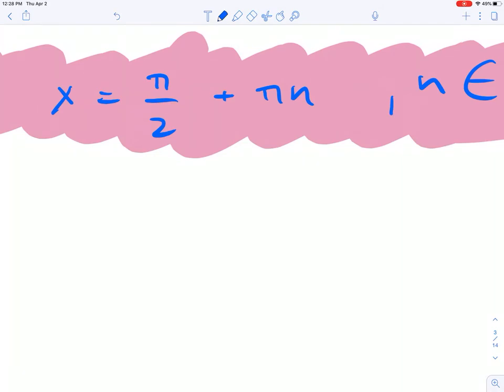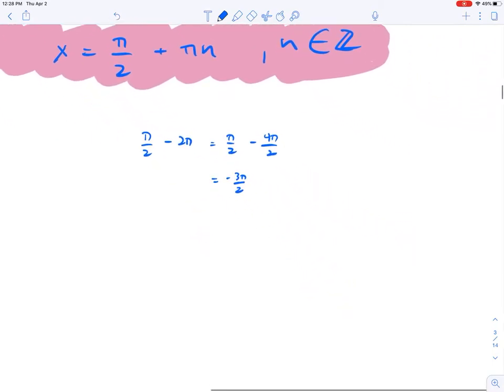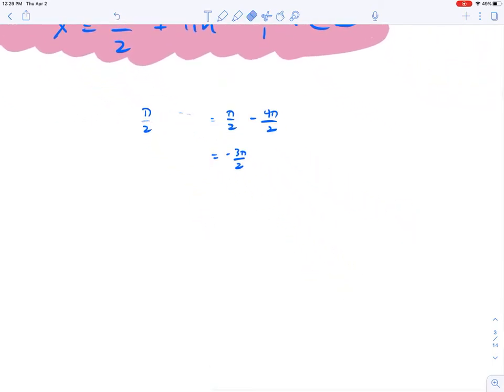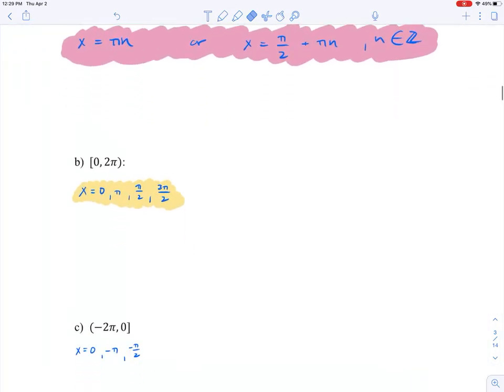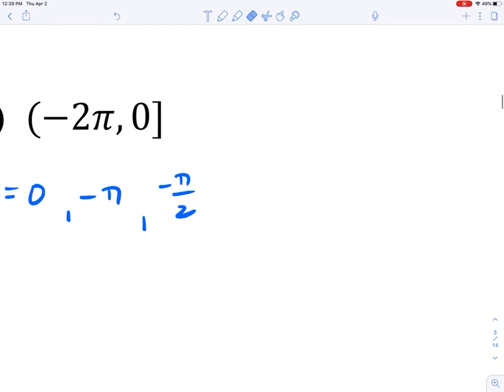And if n were equal to negative 2, that would be pi over 2 minus 2 pi. Well, that's pi over 2 minus 4 pi over 2, which would be negative 3 pi over 2. Well, negative 3 pi over 2 is on the interval that we are trying to find all the solutions on. So negative 3 pi over 2.